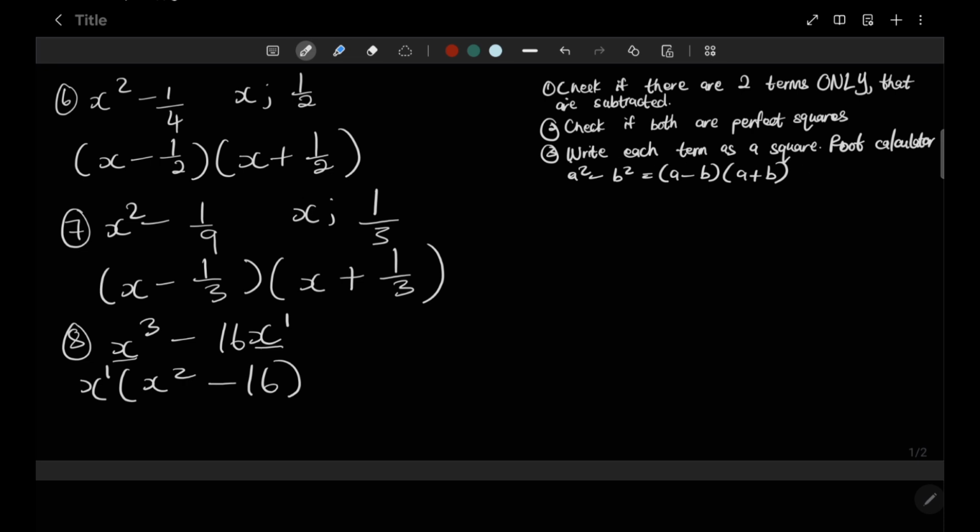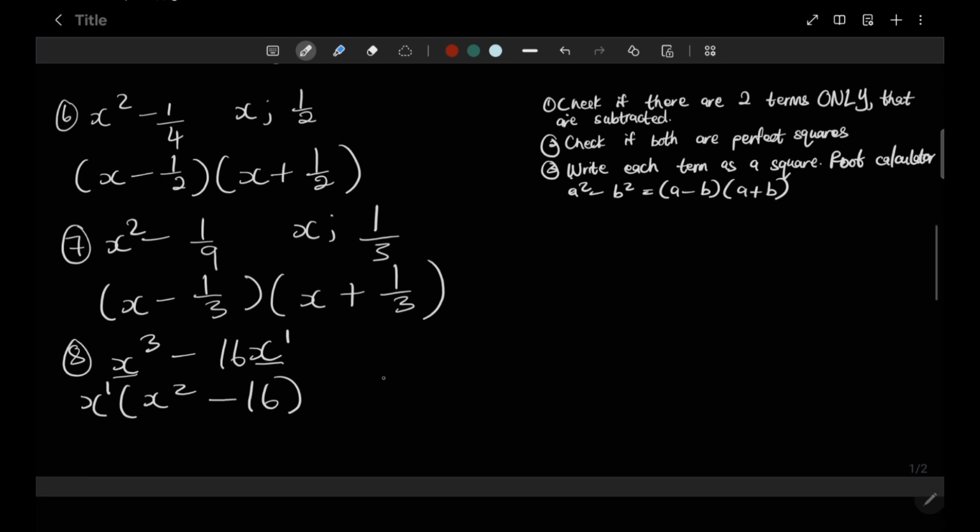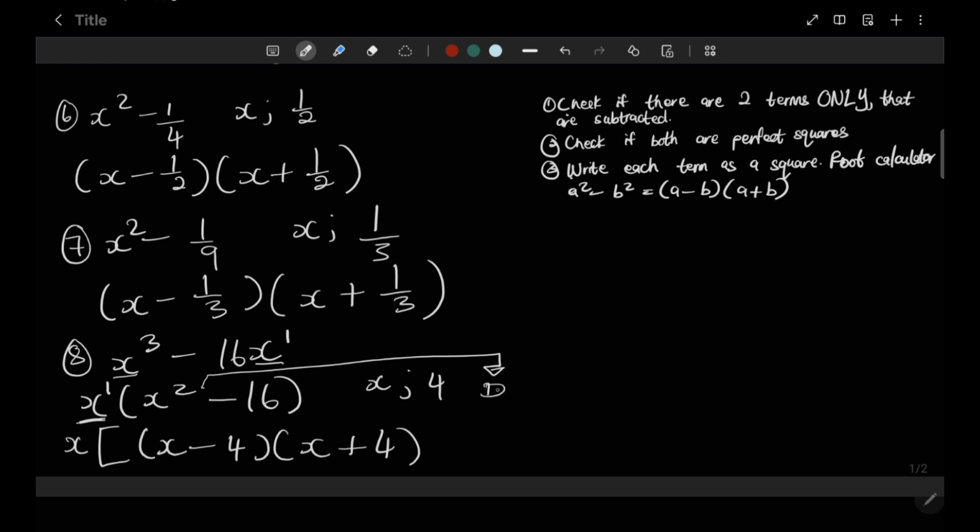Number 3, write each term as a square. So x squared is x times x, then the square root of 16 is 4. Now you write this as, keep your x, the one that's outside, open a square bracket, open a bracket. Now let's solve this. This becomes x minus 4, x plus 4. That is how you solve this. Your difference of two squares was there. You just had to take out the common factor first. Now let's do the last example.